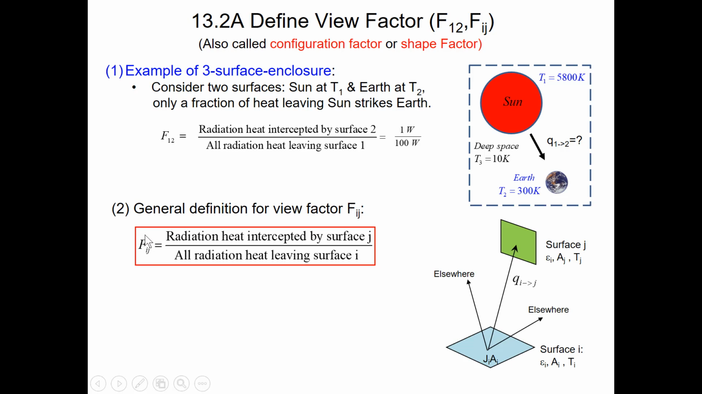Second, we can define a general form for view factor F between surface I and surface J, which is the radiation heat received by surface J over all the radiation heat leaving surface I. Third, the view factor value ranges between 0 and 1.